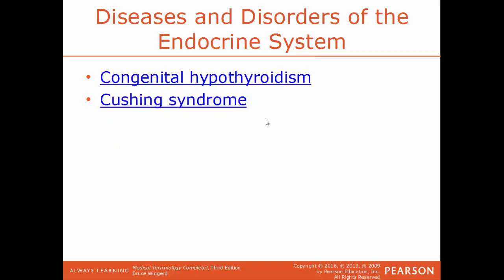So our next term, congenital hypothyroidism, because the condition is congenital, is something that you are born with. This is a hereditary disease, and this is where your thyroid gland is underproducing hormones. And our next term, Cushing syndrome, is a very complex series of symptoms.